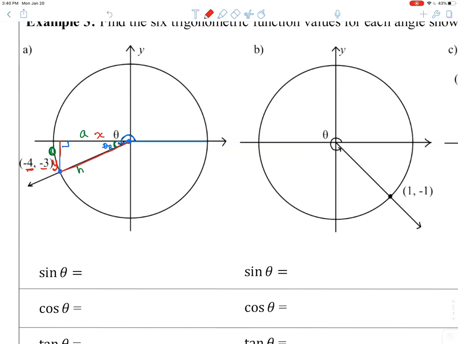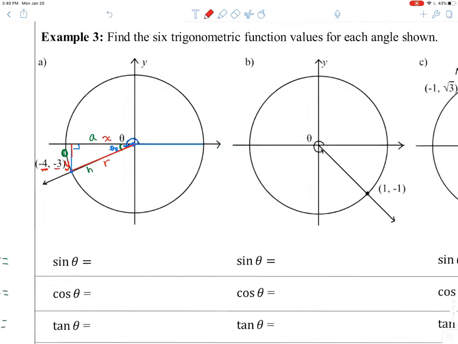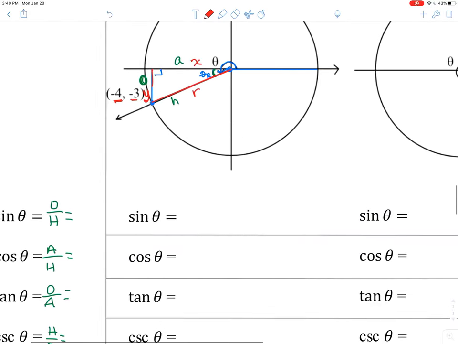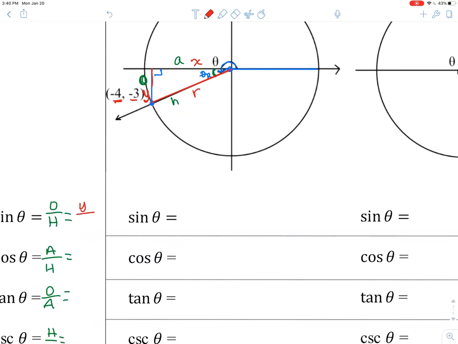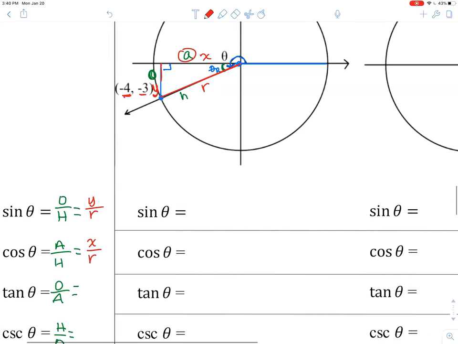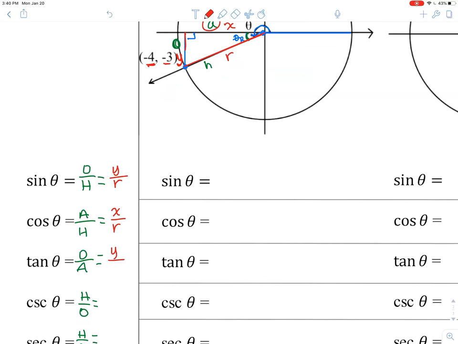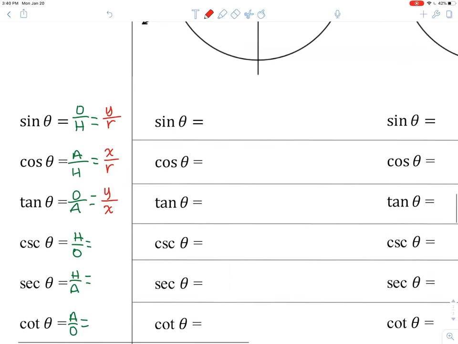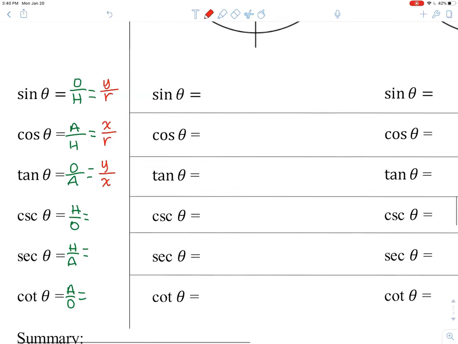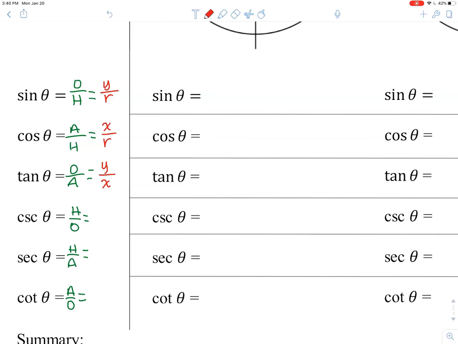And then the interesting thing here is that this measure right here is the radius of our circle, right? Because from the center to any point on the circle is considered a radius. And so there you have the radius. And so I think what we can see here is that corresponding to the opposite side is the Y coordinate, and corresponding to the hypotenuse is the radius. Corresponding to my adjacent side is the X coordinate, and hypotenuse again is the radius. And then opposite is Y, and adjacent is X. Then of course you have your reciprocals, and so we'll just reciprocate.